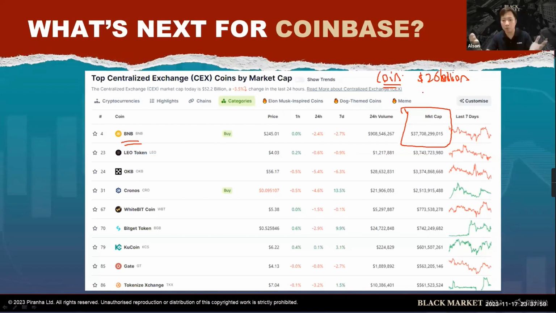Coinbase and many of the crypto exchanges will make a lot of money. The funny thing is that when the market is going up, there'll be more trading volume and the exchanges will make a lot of money. Okay?